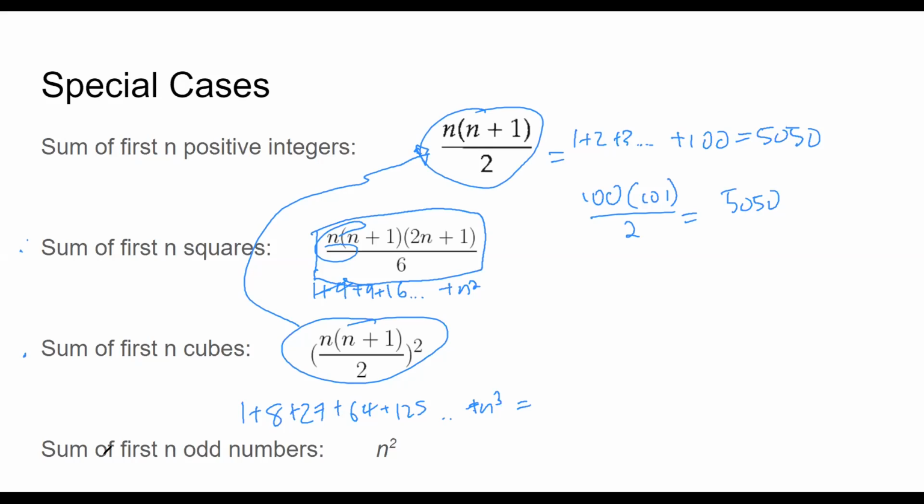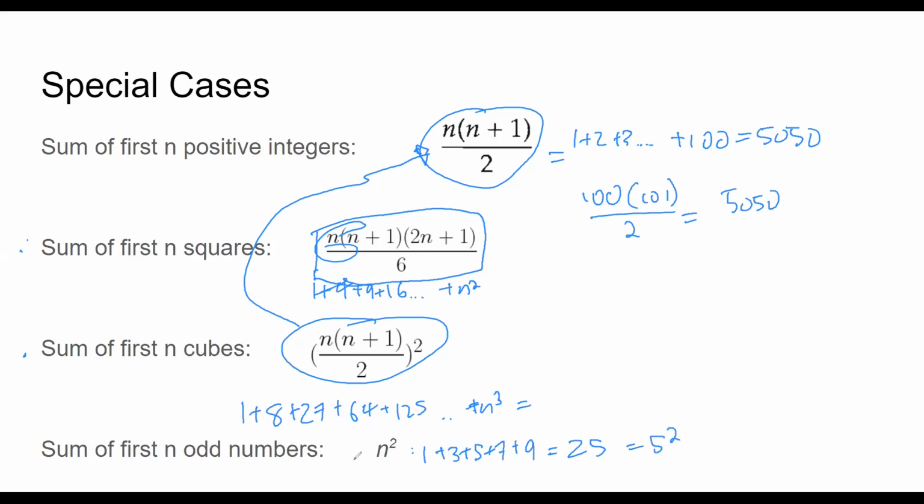Here's an interesting one. The sum of the first n odd numbers is n squared. What I'm saying is, let's say the sum of the first 5 odd numbers, 1 plus 3 plus 5 plus 7 plus 9. When you add this up, you're going to get 25. And you notice that this is actually 5 squared.